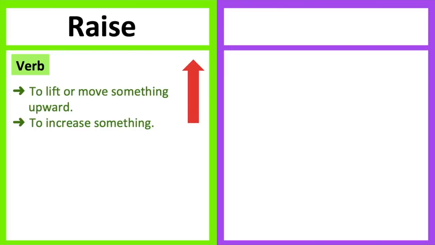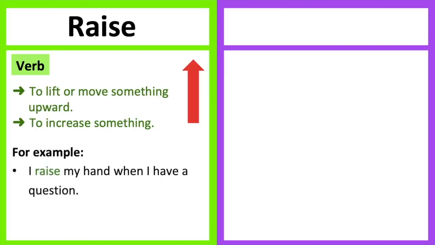For example, I raise my hand when I have a question. Here, I is the subject and the object is my hand, which I move up. So the action is being done to my hand. The sentence wouldn't be correct if there wasn't an object. For example, I can't say, I raise when I have a question. Therefore, it's important to remember that something raises something else. So here, I raise my hand.